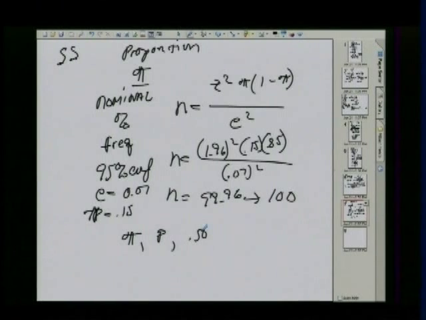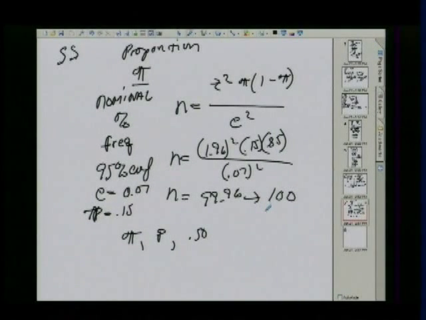So those are the three values. Use pi first, then p, then 0.5 if you don't have either of the other two values. Here, pi was 0.15, that's why I used it. Okay, now we are finished with Chapter 8.